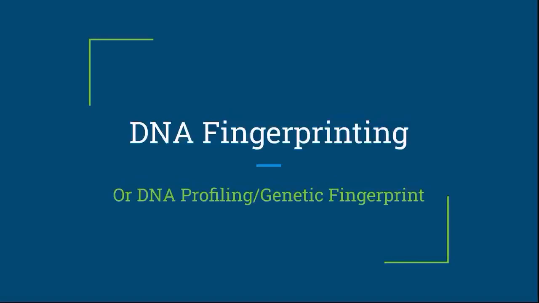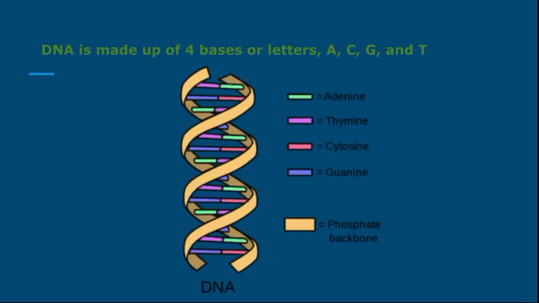Hello everyone. Today I'll be explaining DNA fingerprinting, also called DNA profiling or your genetic fingerprint. Everyone except identical twins has a unique set of DNA. DNA is made up of four bases or letters, A, C, G, and T. These four letters form the written code that makes up the DNA sequence.